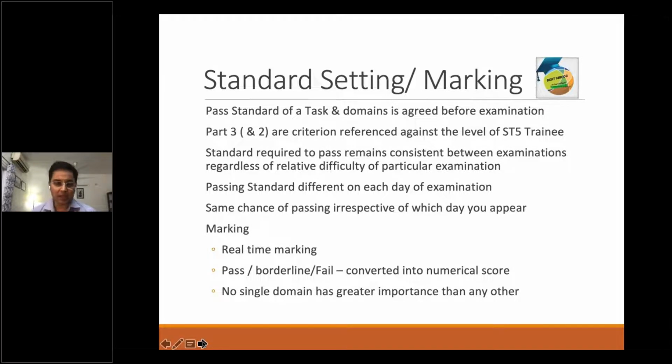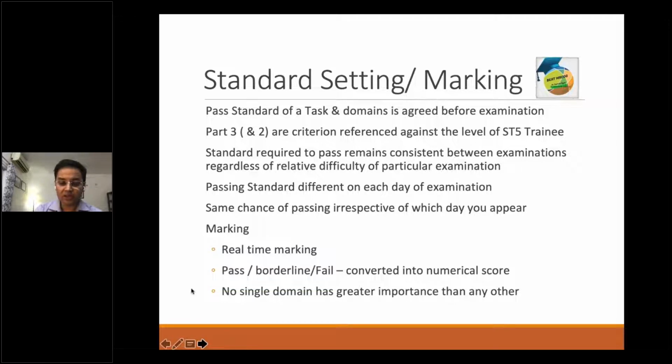Now, coming to the marking, I've already told you it is done in real time, and there is standard setting. It's one of the most notoriously difficult exams. I think 4 out of 5 will not make it in the first go, and it is widely perceived that the examiners are there to fail you. Well, that's not what they want to do. Their job is to identify a competent ST5 candidate. They don't want an excellent, brilliant candidate. They are just looking for competent.